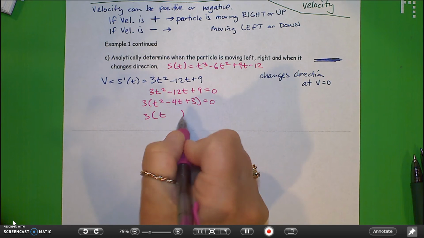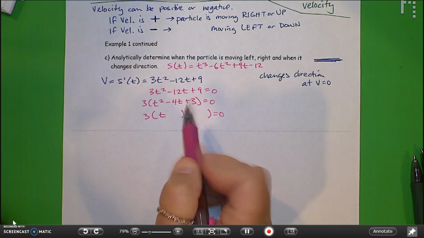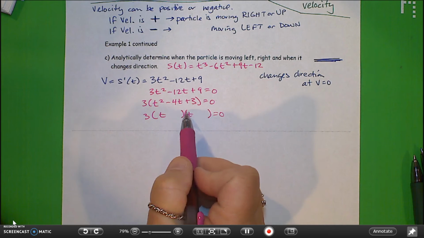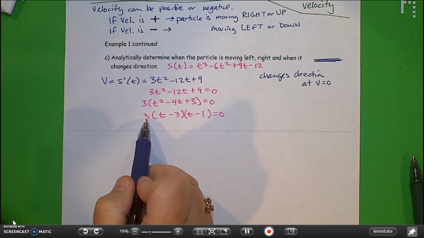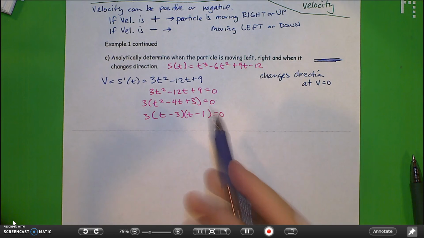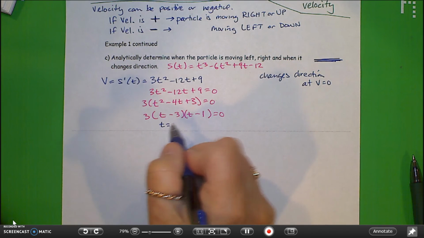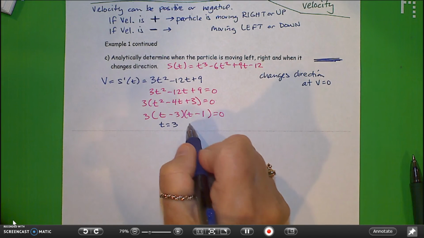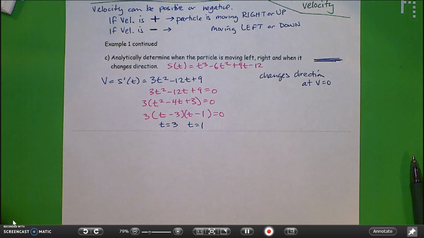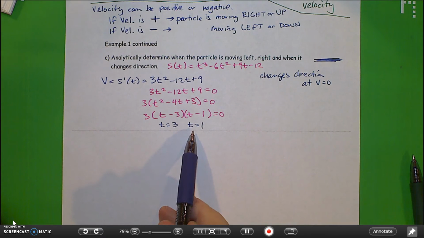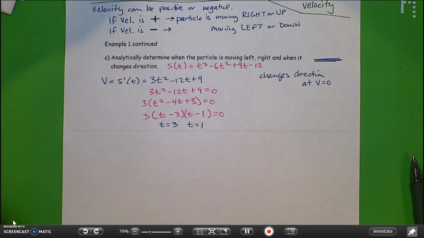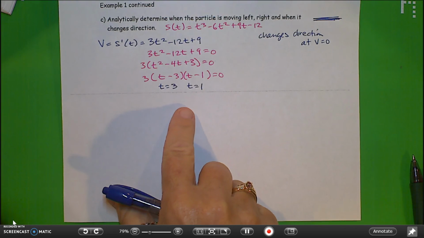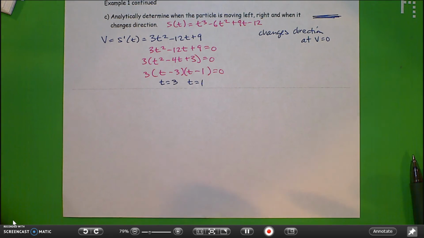So let's see what it is. I need a 3 and a 1, and it looks like they both need to be negative. So there's my factoring. Using the zero product property, I know 3 could equal 0, which it doesn't ever. t minus 3 can equal 0, so t equals 3. t minus 1 can equal 0, so t equals 1. So those are my 2 times where the velocity would be equal to 0. I need to know if that is actually a place where the direction changes, or if it's not a place where the direction changes.